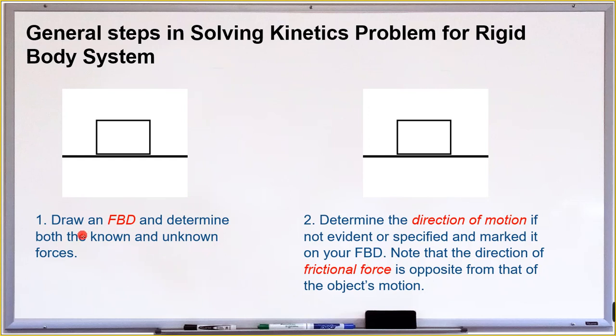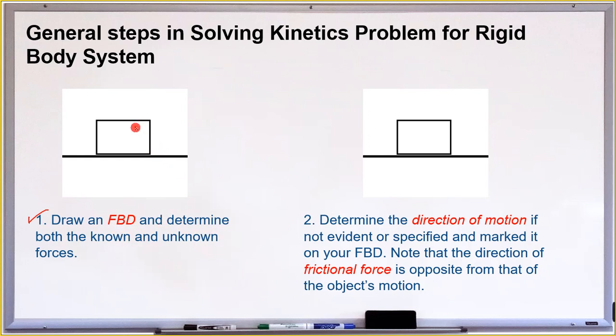So the first step is you need to draw an FBD. FBD stands for free body diagram. It shows the object, but in some FBDs they only represent the object as a single dot. Meaning to say, the object is represented as a particle, in order to simplify the illustration. And after drawing the FBD, you should determine the known and unknown forces.